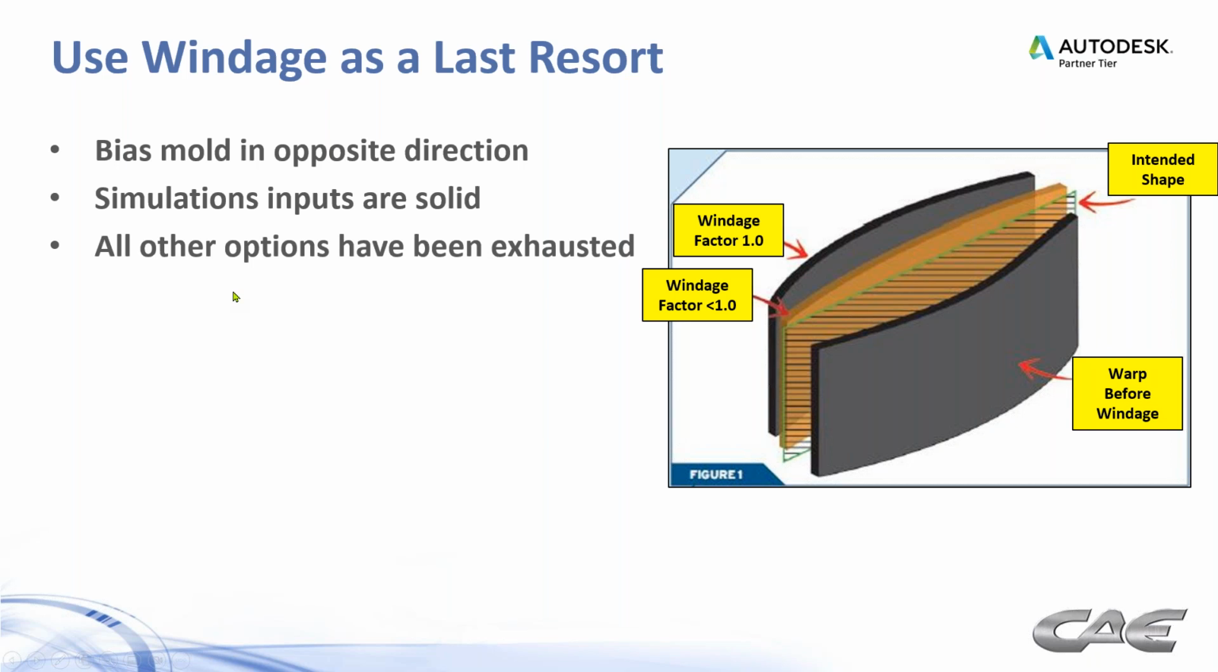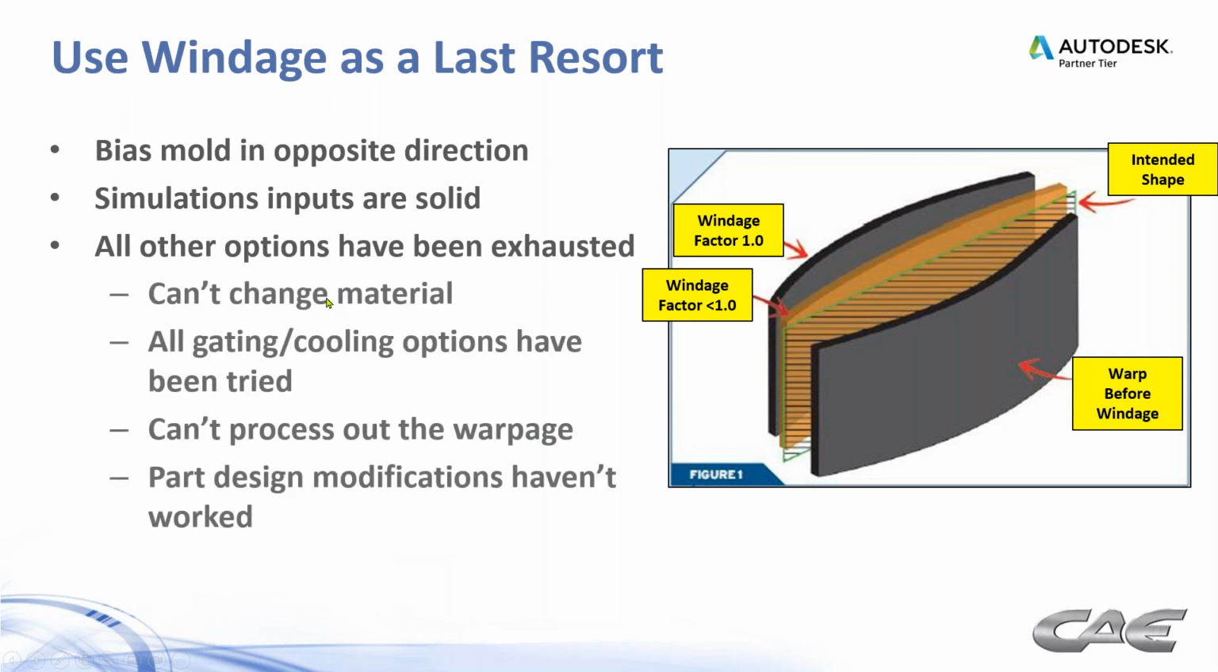You would use this, as I said, when all other options have been exhausted. You can't change the material. All the gating and cooling options have been tried. You can't process it out. Any part design modifications you've tried haven't worked, or at least haven't worked to the extent that you'd like them to. So that would be a case for using Kentucky windage.